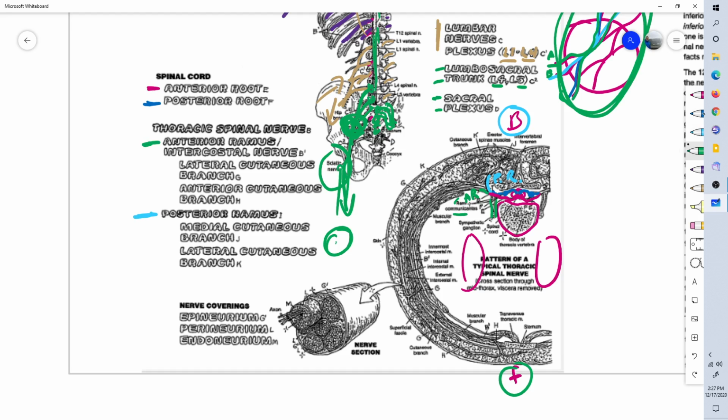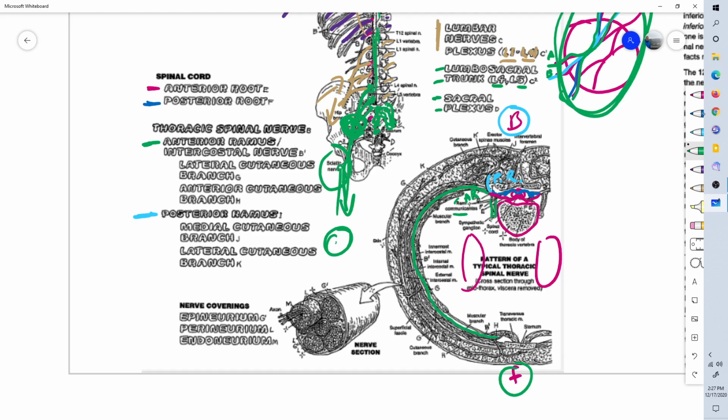There we go. The anterior rami become the intercostal nerve. The intercostal nerve, it's that nerve I discussed in the last image there. It goes all the way around and underneath, in between your ribs. This is the intercostal nerve in between your ribs.